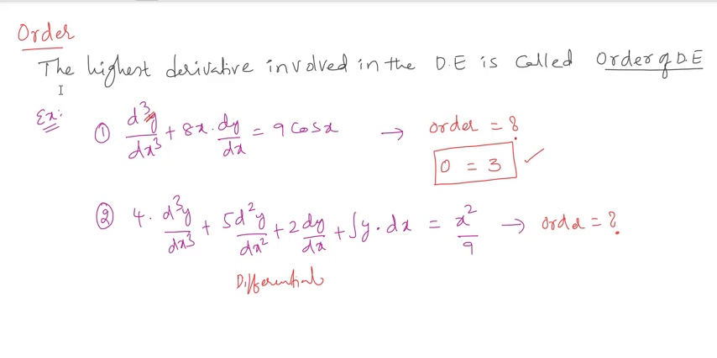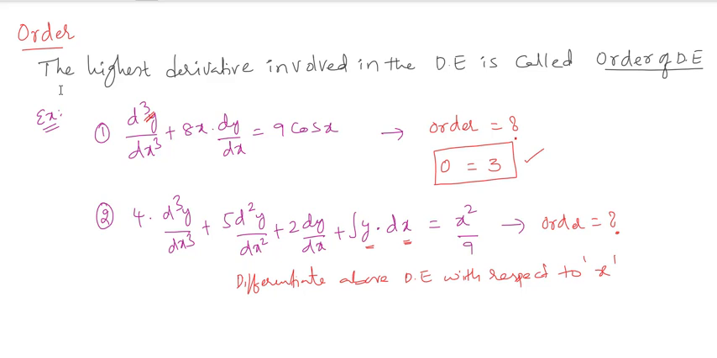Differentiate the above differential equation with respect to x. Don't get confused, because this is y and this is with respect to x. Suppose instead of y, I have x here, since both variables are the same. Then the integration of x into dx gives x square by 2. That doesn't affect your order. That does not make any changes. Am I right or not?